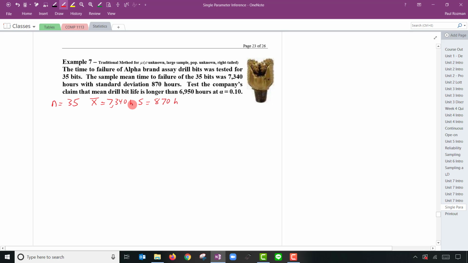The company who sells these bits claims that the drill bit life on average is longer than 6,950 hours. So that's their claim. Step 1 is that the mean life is longer than, so say greater than, 6,950 hours. Basically, we're going to compare our sample result to our claim.